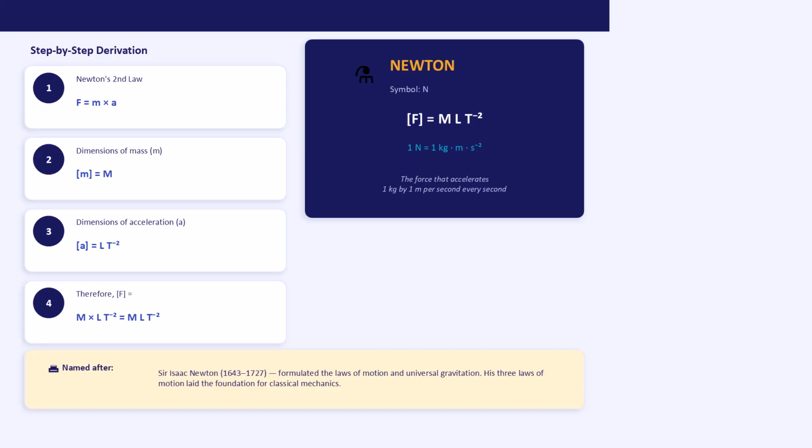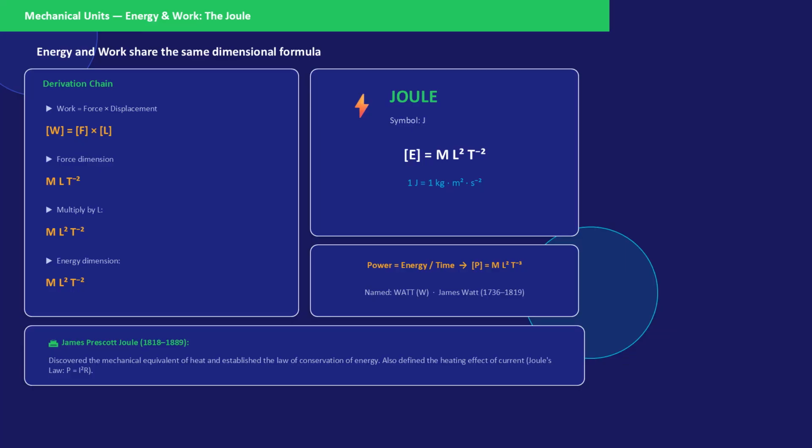This unit is named after Sir Isaac Newton, born in 1643 in Lincolnshire, England. Newton formulated the three laws of motion and the universal law of gravitation in 1687, work that remained the foundation of all mechanics for over 200 years. When you write N for force in any calculation, you are honoring the man who first mathematically described how the universe moves. Now let us derive energy.